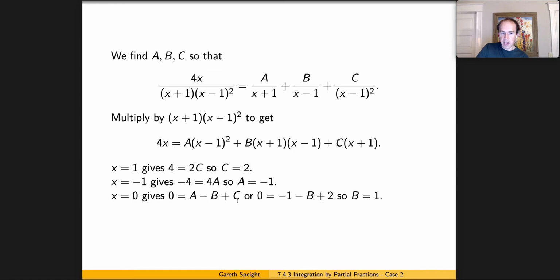But fortunately, we already calculated a and we already calculated c. So if we substitute in those values of a and c, we get 0 is minus 1 minus b plus 2. Okay, so b has to be equal to 1 for this equation to make sense, right? Minus 1 plus 2 is plus 1. So we have a plus 1 constant on the right-hand side. We pull the b over, we get b is equal to plus 1. So we managed to find a, b and c by subbing in values of x.